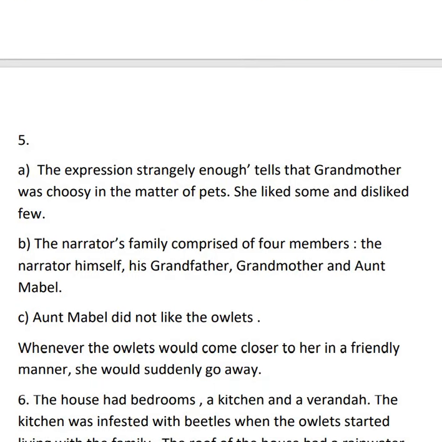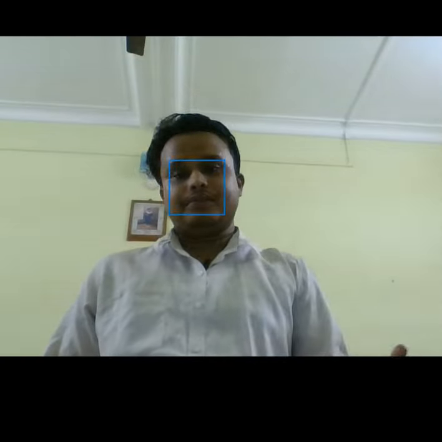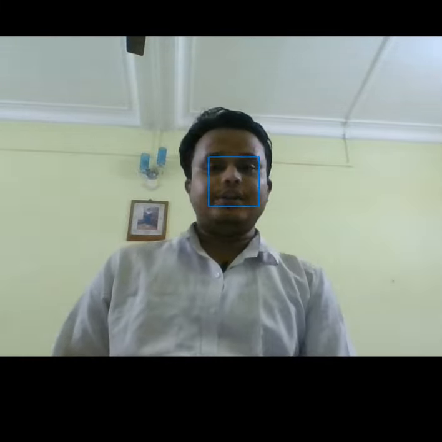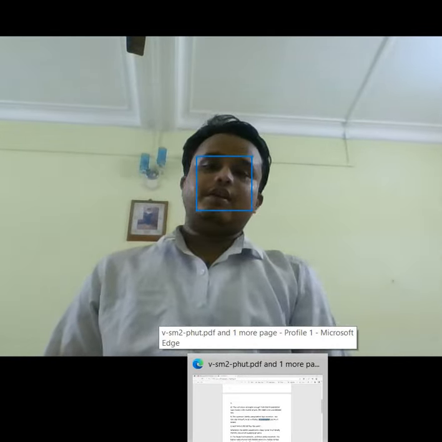Okay, the number B question. Who were the members of the household beside grandmother? So here the narrator himself, his grandfather, his grandmother, and Aunt Mabel. The question is given beside grandmother, so you can omit this name and write that the other members of the family were the narrator himself, his grandfather, and Aunt Mabel. Along with grandmother, there was the narrator himself, the grandfather, and Aunt Mabel.